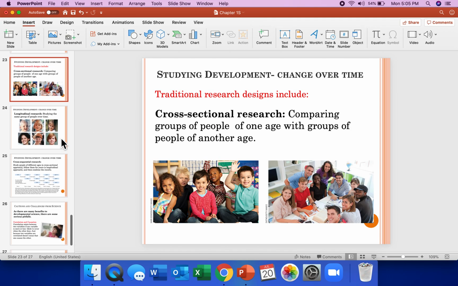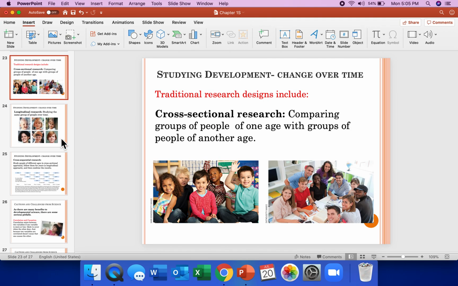Now, when we talk about studying human development, you have to take into consideration that human development is something that is not static. It's continuous. So how can we study humans across the age span? So change over time, how can we do that in this particular science? Well, we do this through one of three different research designs.